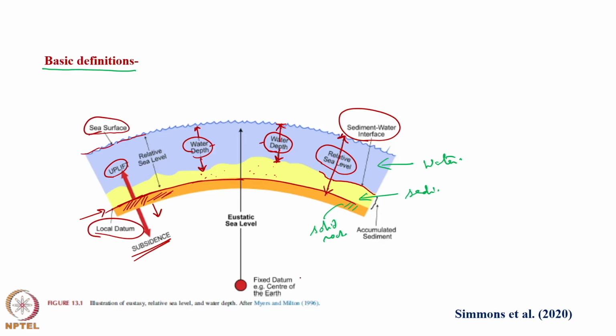There is a fixed datum, that is the center of the earth we are considering, that is fixed, and when we say eustatic sea level, we can mean this much of distance. So, eustatic sea level rise or fall will mean change in this distance. We are now going to see glaucony and glauconites, these two terms.